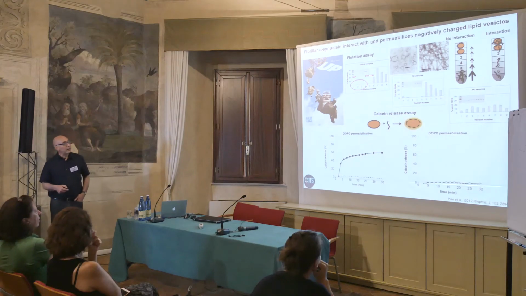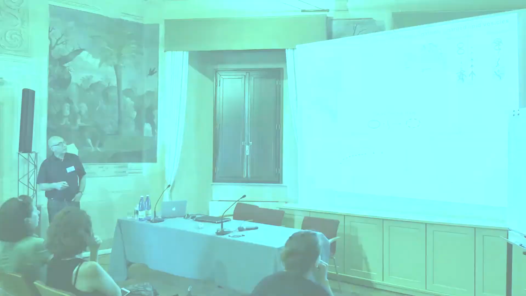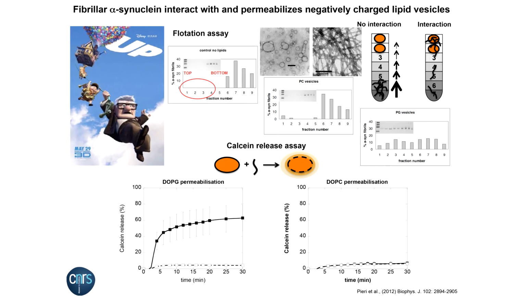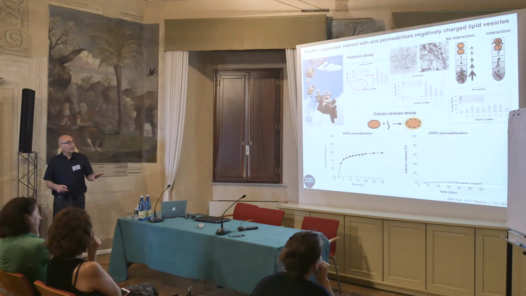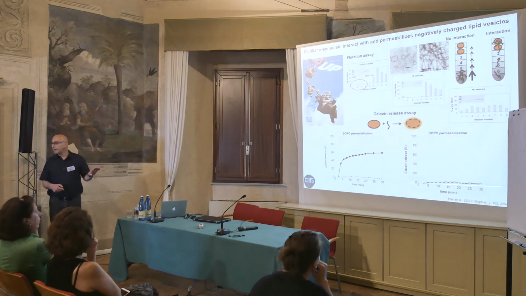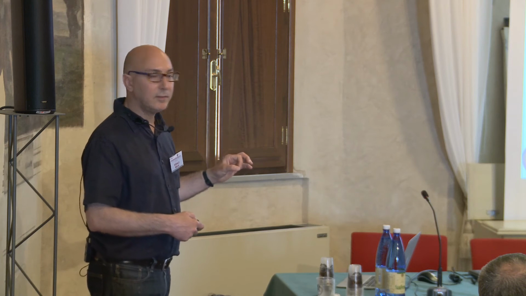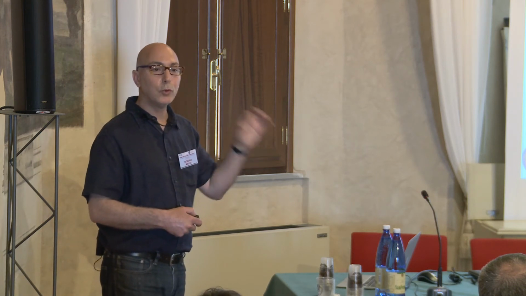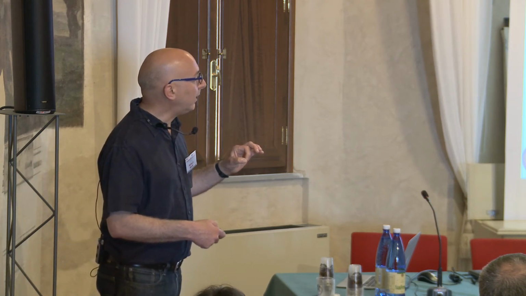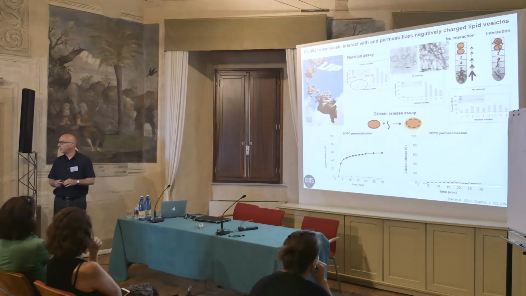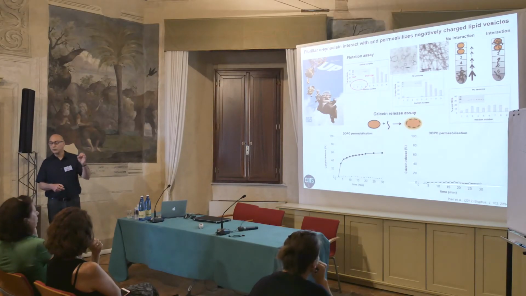So what we saw is that, for example, with alpha-synuclein, this is the control. There is nothing in the top fraction. With PG vesicles, you see that the alpha-synuclein is redistributing. It's fibrillar alpha-synuclein, so there is an interaction. We then used this assay that many of you know, where you encapsulate calcein, a fluorophore, in lipid vesicles. This fluorophore auto-quenches, and when it's released after, for example, membrane permeabilization, the fluorescence goes up.